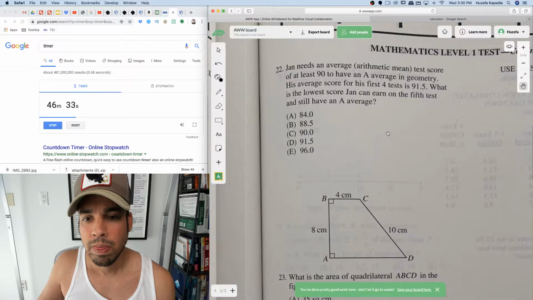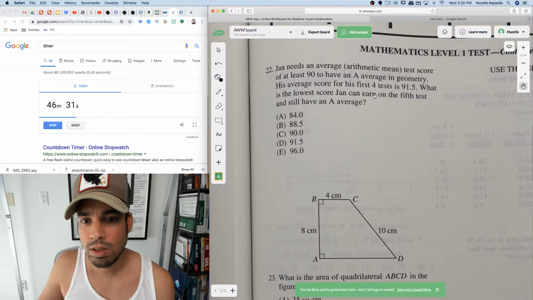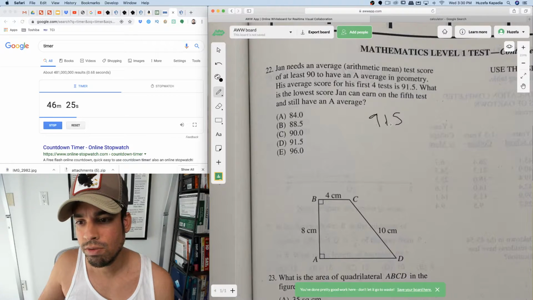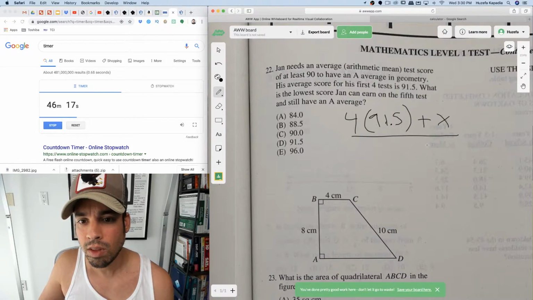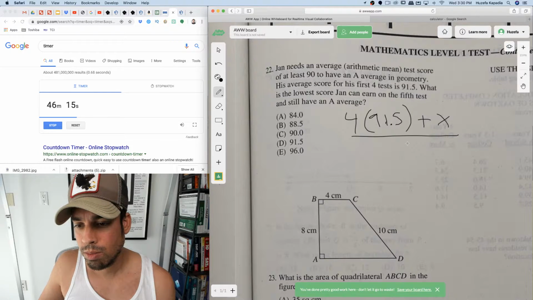22. Jan needs an average, arithmetic mean, of at least 90 to have an A in geometry. His average score for his first 4 tests is 91.5. What is the lowest score Jan can get on the 5th test? So this times 4 of these, plus his 5th test, over 5. The average of these 5 must be a 90. So what does he have to get?